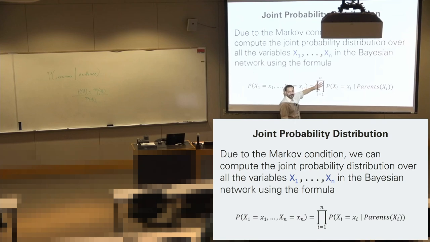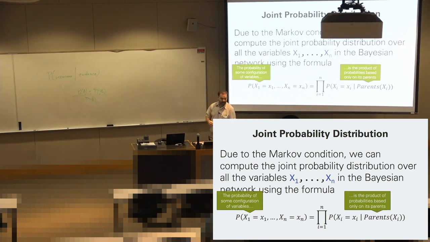I'm multiplying all of the probabilities of a value being whatever I asked, given only what its parents are. Only what its parents are. Now I don't need to worry about the other variables. I only need to worry about my parents. My variable only needs to worry about its parents.